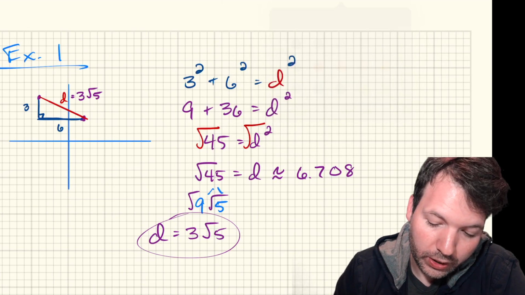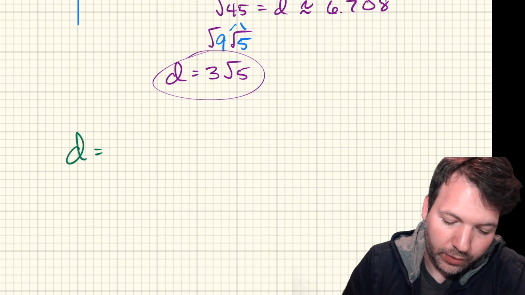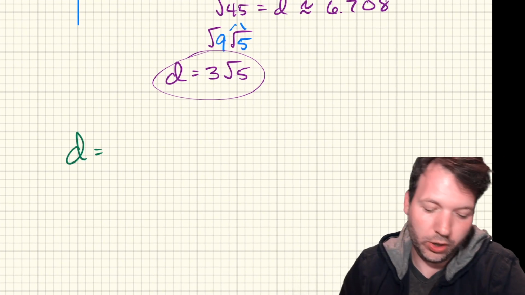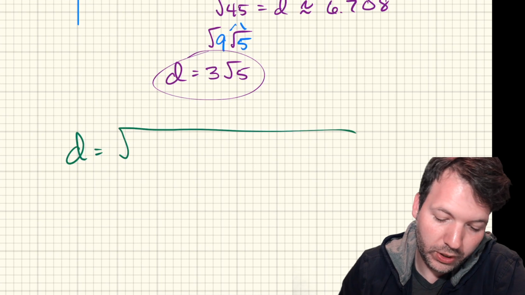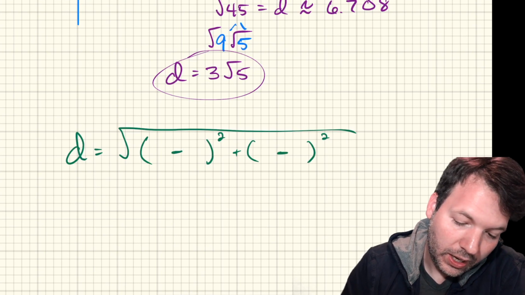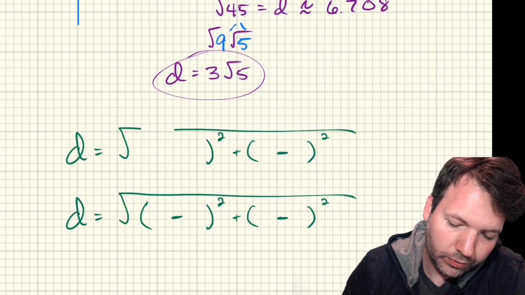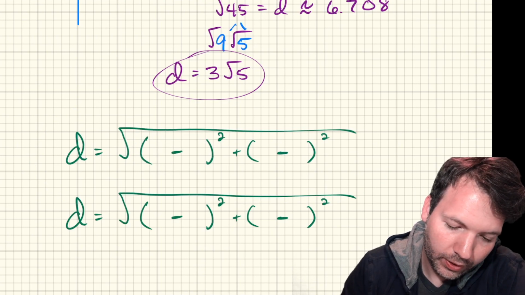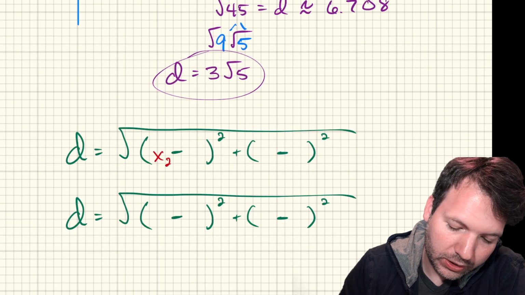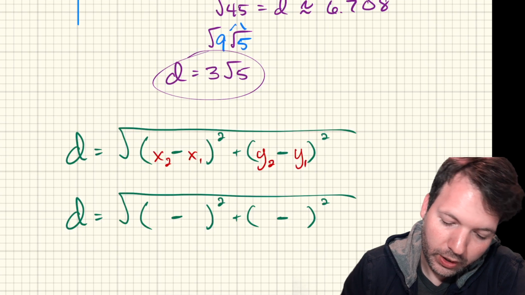Door number 1 looks more like this. We have this magic formula. From whence it comes we do not know. d equals a big square root sign, a big set of parentheses squared, a big set of parentheses squared, a minus and a minus. And in these spaces go what we call x2, x1, y2, and y1.